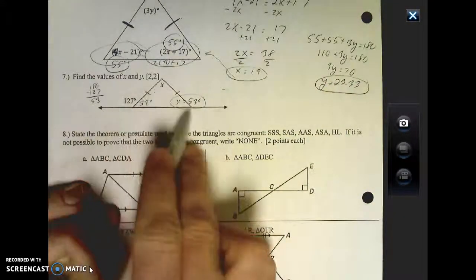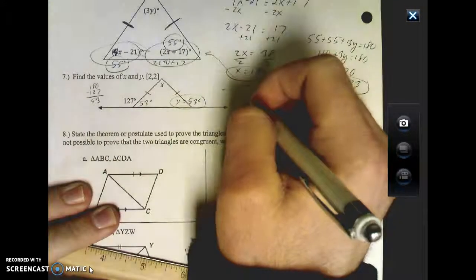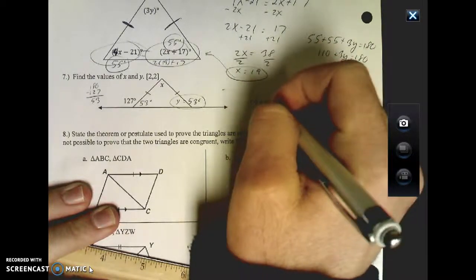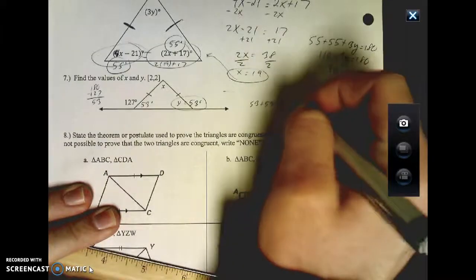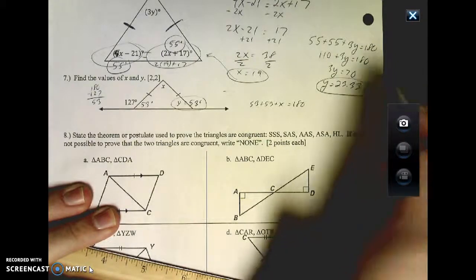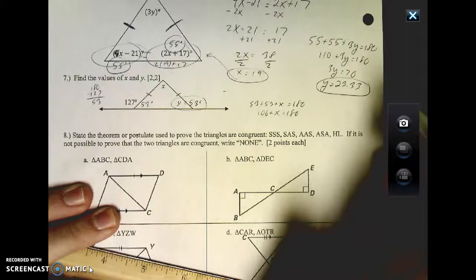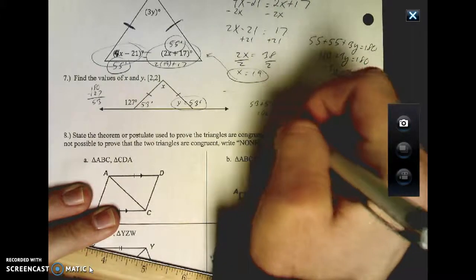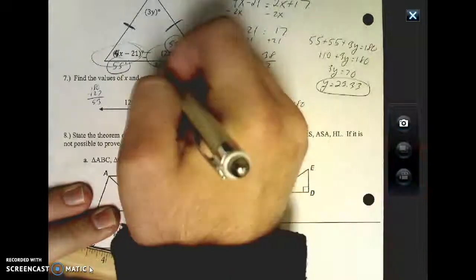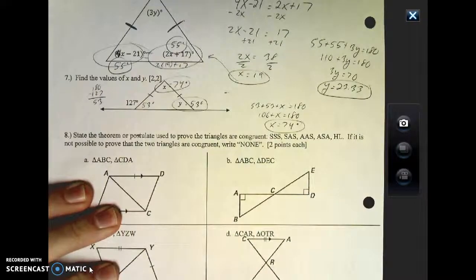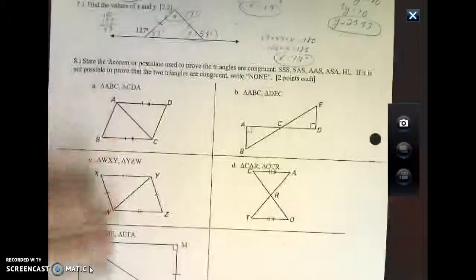Now, a triangle is 180, so 53 plus 53 plus x equals 180. This gives me 106. I could subtract that over. X equals 74 degrees. So up top here, I got 74 degrees. We're in good shape.